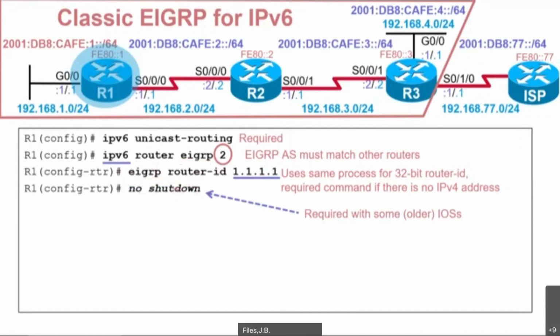If you want to make some changes, you can shut it down, or I guess you could just issue the whole shutdown command if you want to temporarily suspend the EIGRP process without deleting all of the configuration.